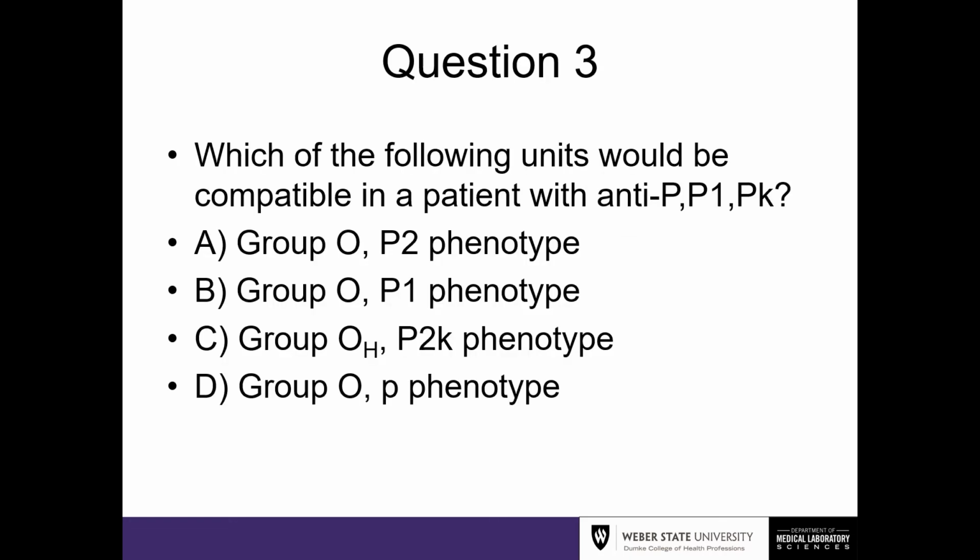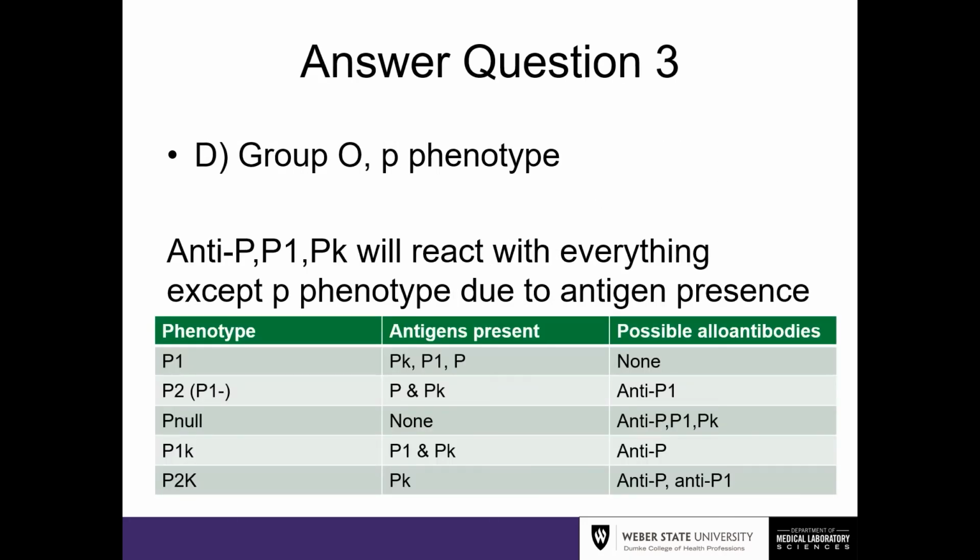Question 3. Which of the following units would be compatible in a patient with anti-P1Pk? A. Group O P2 phenotype, B. Group O P1 phenotype, C. Group OH or Bombay P2K phenotype, or D. Group O little p phenotype? Answer is Group O little p phenotype. Anti-P1Pk will react with everything except the little p phenotype due to antigen presence.